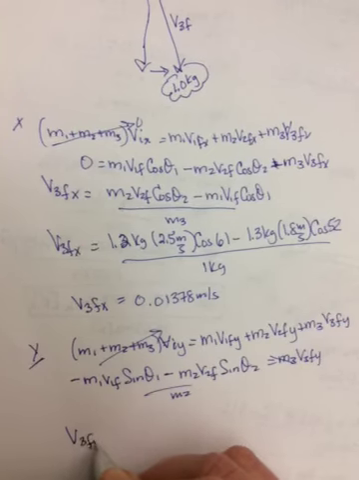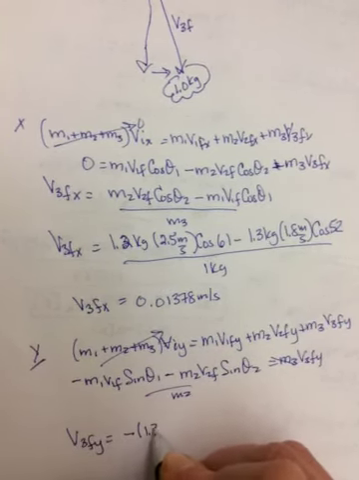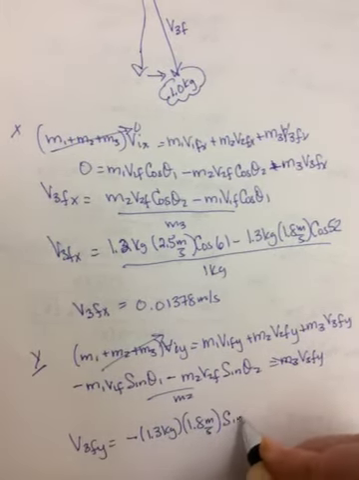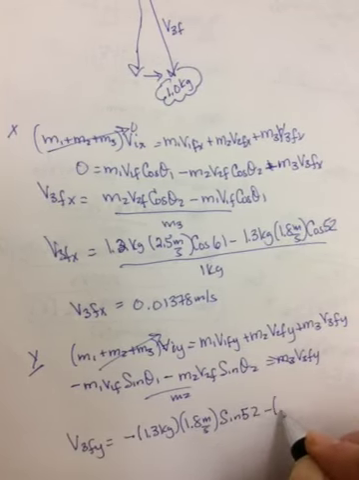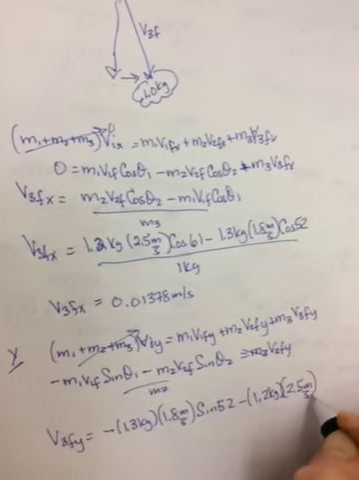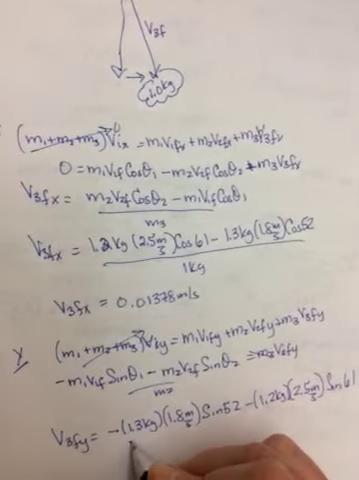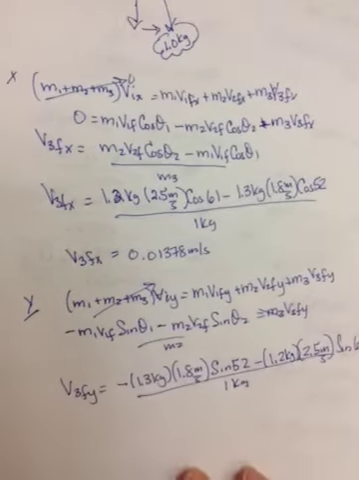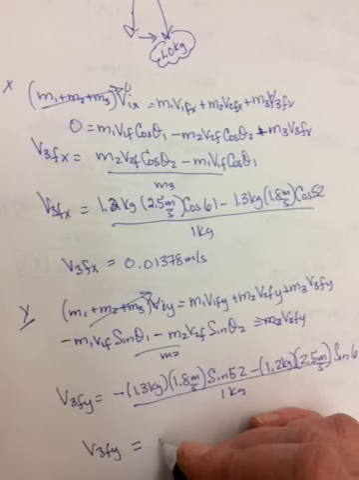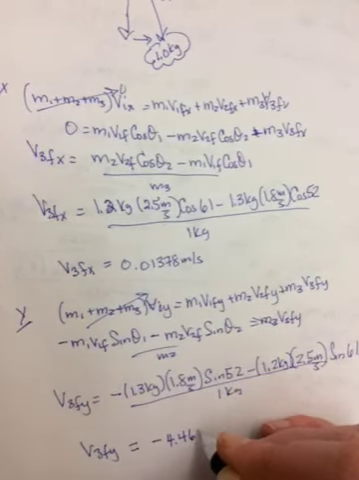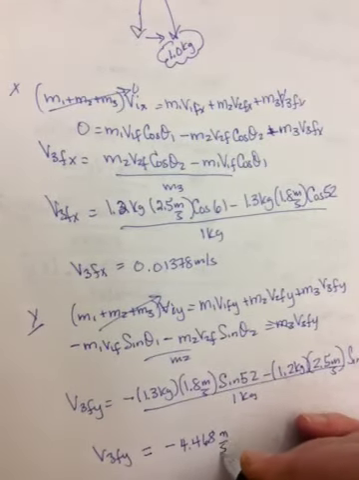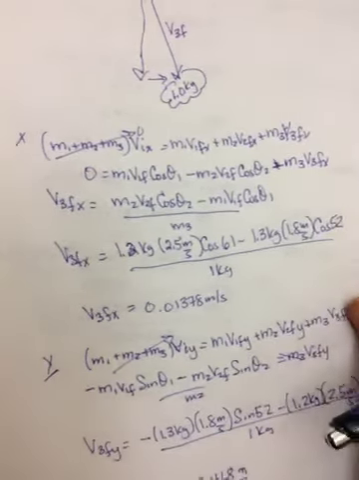Okay, so v3 final y will equal negative 1.3 kilograms times 1.8 meters per second times the sine of 52 minus 1.2 kilograms times 2.5 meters per second times the sine of 61, and again divided by 1 kilogram. And you will get a v3 final y to be negative 4.468, and I probably rounded that too much, meters per second. And the negative simply means in the opposite direction to the other two.